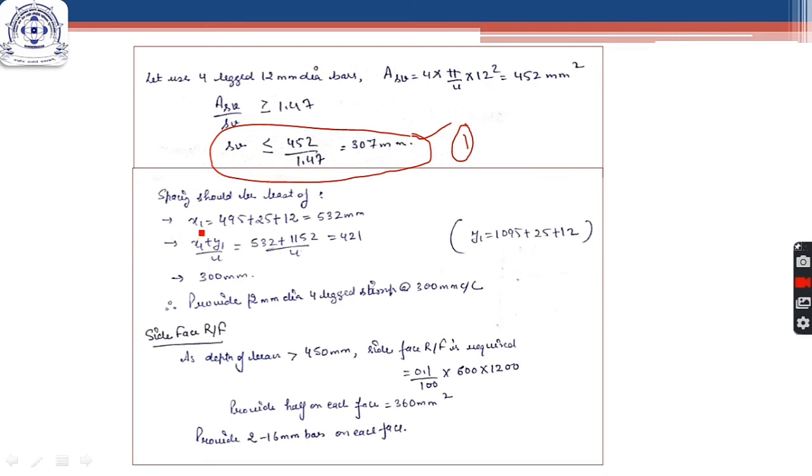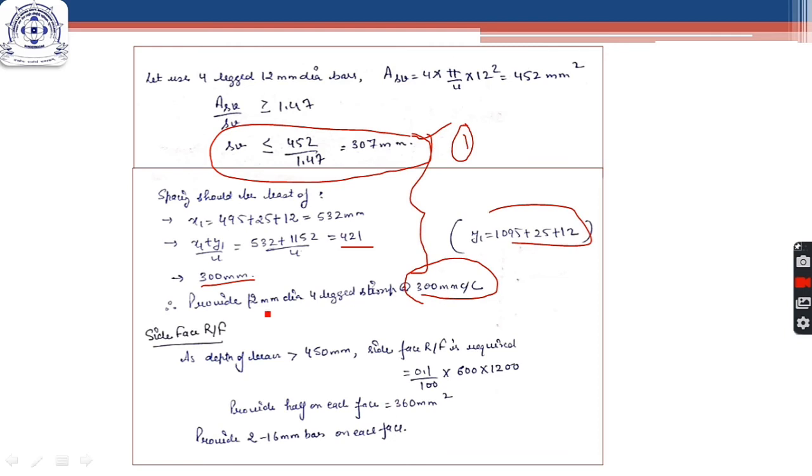Second value, spacing should be less than 495. x1 is 495 plus 25 plus 12. This is the dimension of the stirrup in the shorter direction, and it should be less than (x1 plus y1) by 4. It is coming out to be 421. y1 is this, and it should be less than 300. So you compare all these together and choose the spacing to be the least of all these four values. So we will get the spacing as 300 mm center to center.